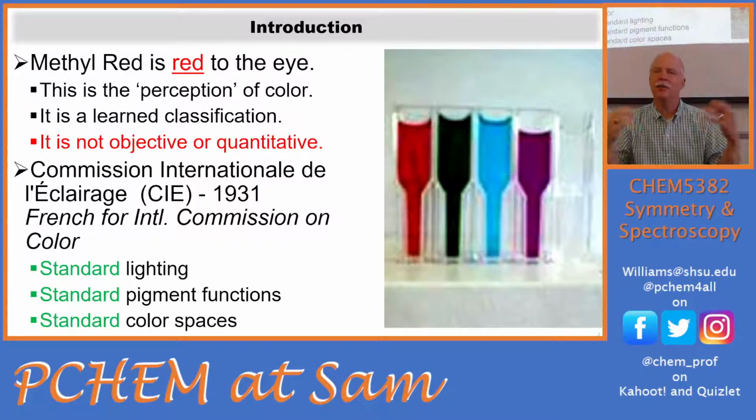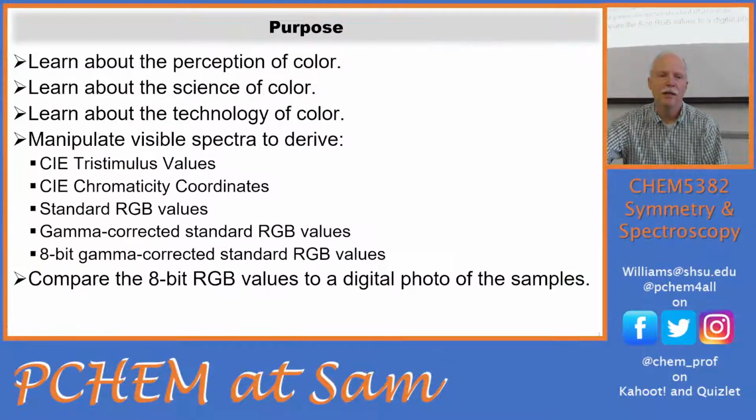So I wanted to get to objective color measurements. And sure enough, there was this French International Commission on Color. They said that for color to be reproducible, you have to have a standard lighting, a standard evaluation of what color is that's objective, and a standard color space. So numbers that we can still give names to, but numbers that are associated with the different colors. So the purpose of this talk is to learn about the perception of color, the science of color, and the technology of color.